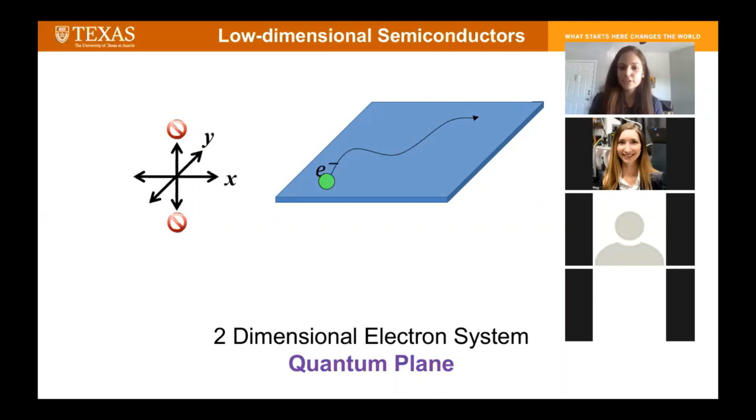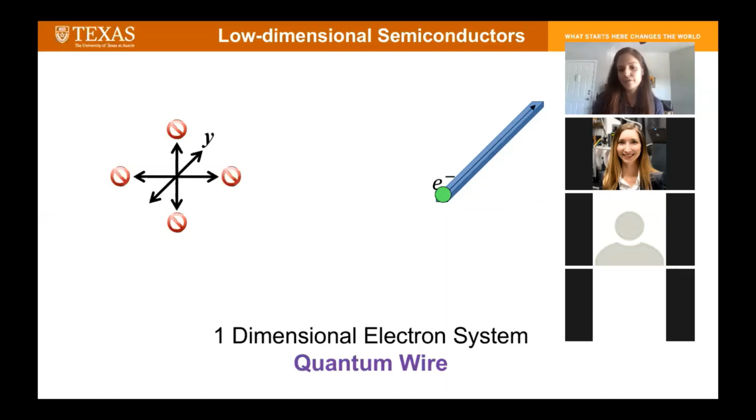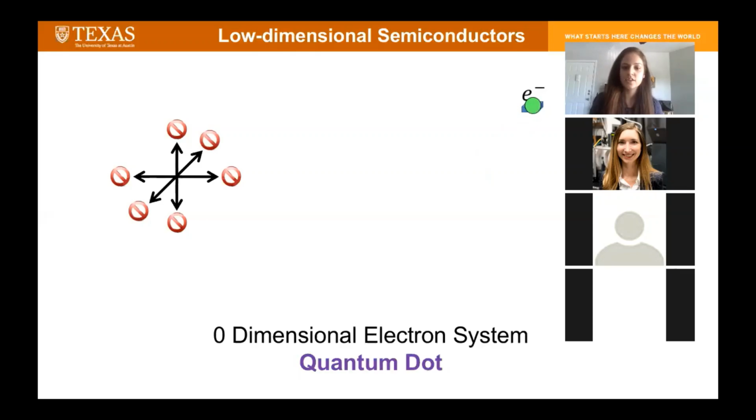It's possible to restrict the motion even further. And when we do that, we get a one-dimensional system called a quantum wire. It's a 1D system, and we refer to it as a quantum wire. Following on from this, it's possible to restrict movement in all three dimensions. And what we get in that case is essentially a puddle of electrons. We call it a 0D system, a zero-dimensional system, or a quantum dot. So these are the three different kinds of reduced dimensional semiconductors that we can fabricate.